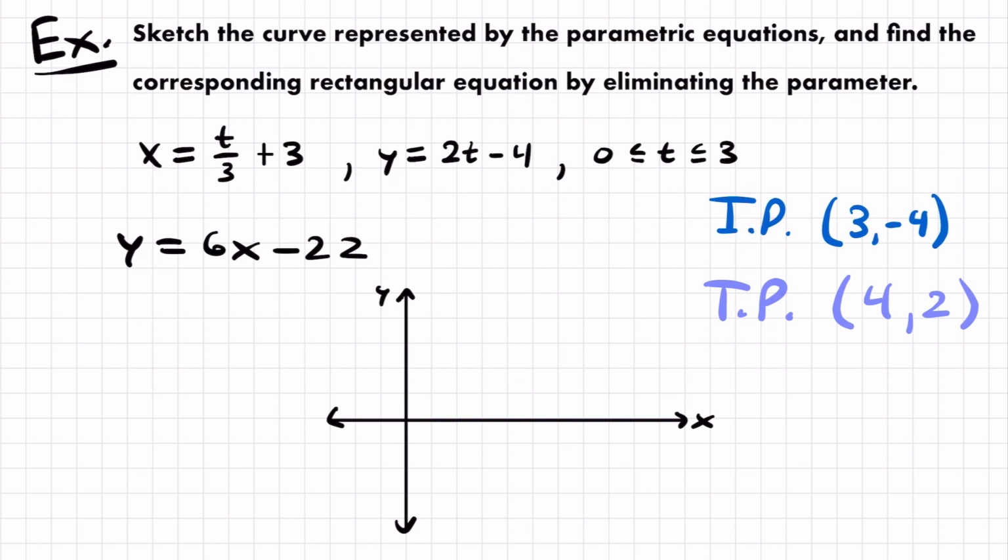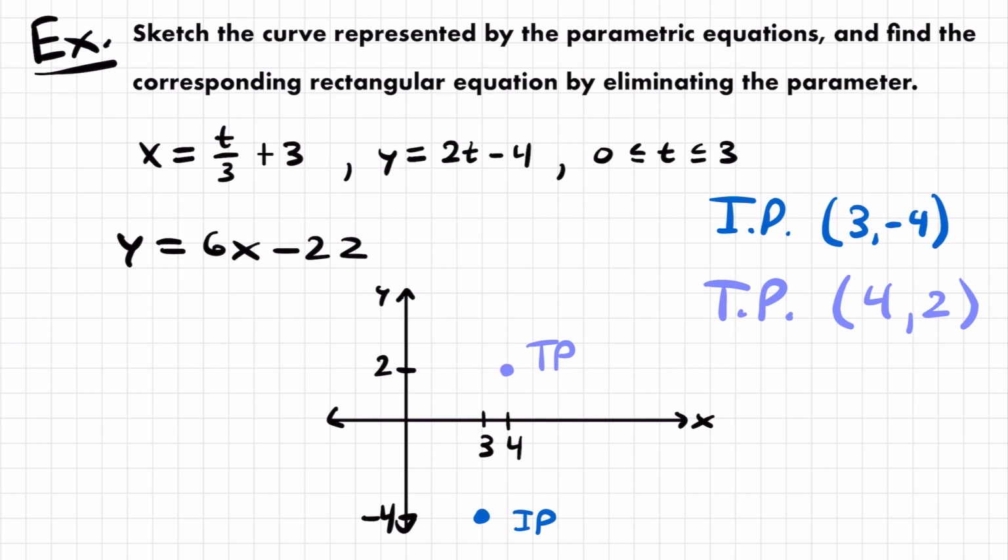Our initial point is at 3, negative 4. So I'm going to say that this is positive 3, and this down here will be negative 4. I didn't give myself a whole lot of room there, but counting down 1, 2, 3, 4, this is where negative 4 would be. And so that point will be right here. That's our initial point. And so I'll label that with IP. And then our terminal point is at 4, 2. So this will be x equals 4, and this right here will be y equals positive 2. And so our terminal point will be right here. And then I'll label that as well. So this is the terminal point.